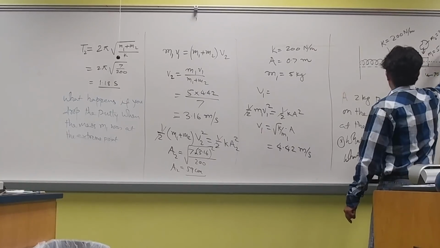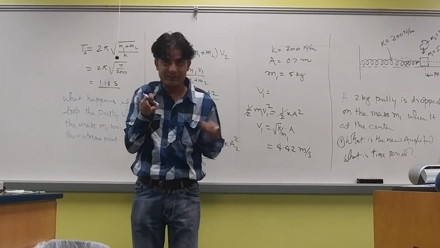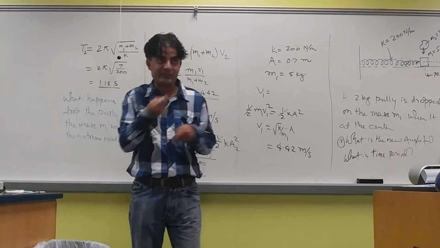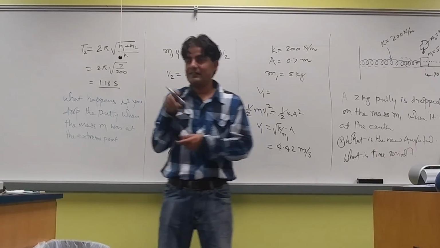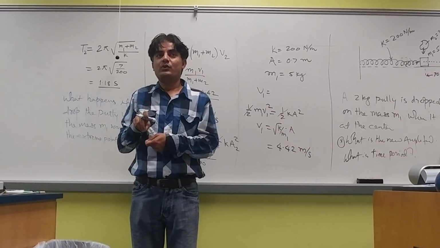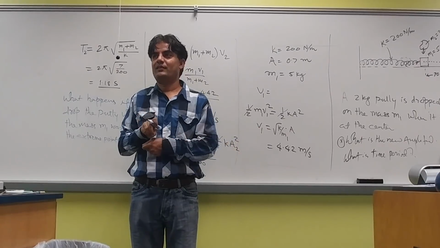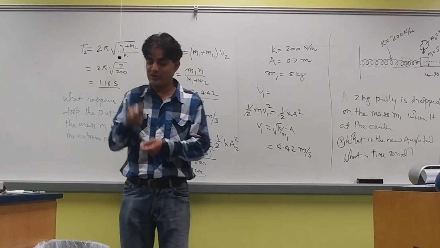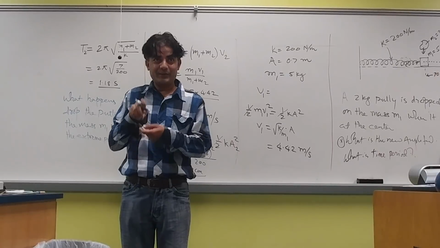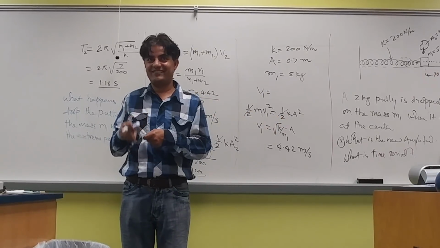Now this is oscillating here, and you are waiting with the putty right here. When it comes there, then I'll drop it, not in the middle. Now what happens when you drop it there? Does your amplitude change? No, because you are dropping it there. So it goes there and comes back there. So your amplitude doesn't change.